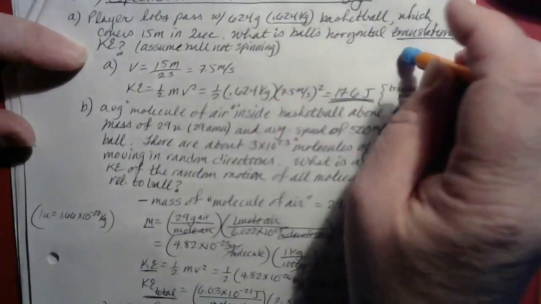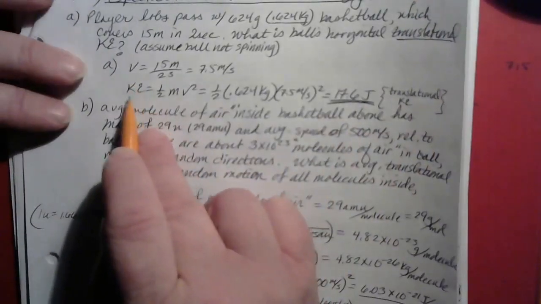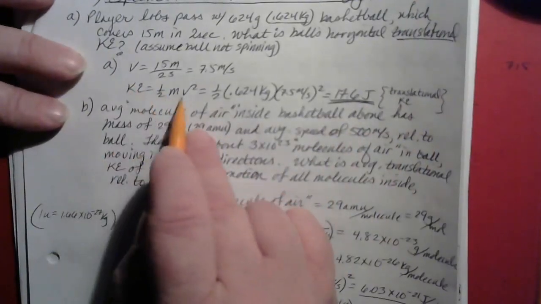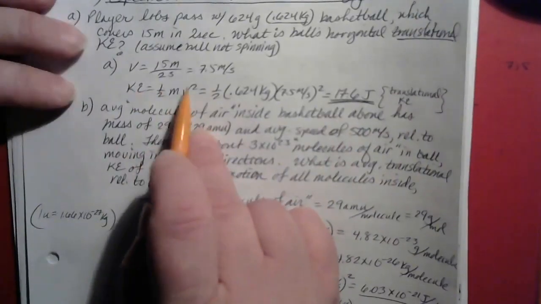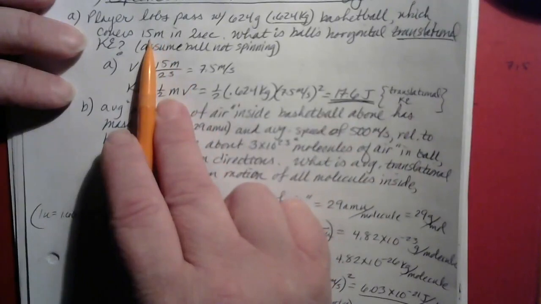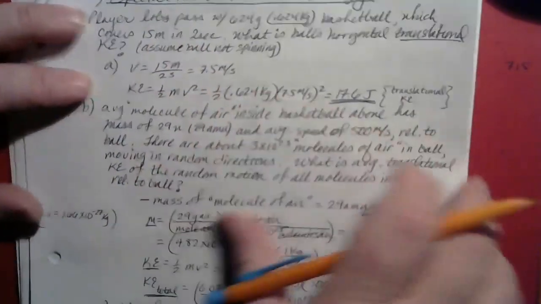And it could be in a straight line, it could be in a curved line, but it involves movement from one location to another. So if we're going to find kinetic energy, we need 1/2 mv squared. We have the mass of the ball, but we don't have the velocity. But the question does tell us that it covers 15 meters in 2 seconds. So 15 divided by 2 is 7.5 meters per second. So there we go. There's your velocity.